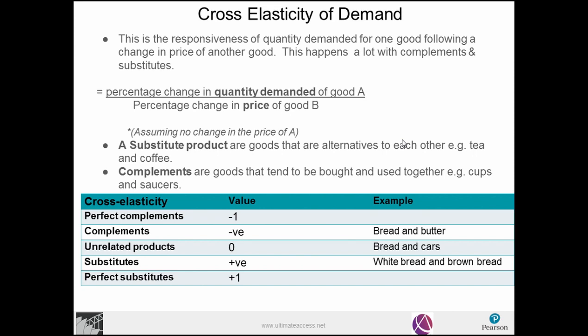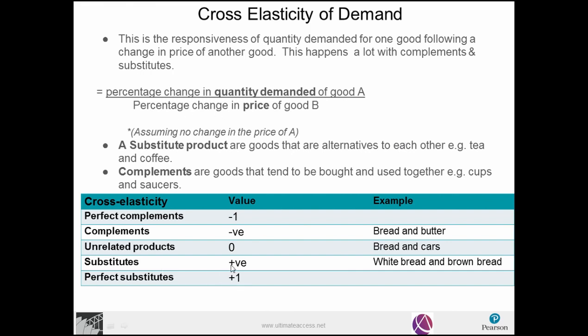Now, cross elasticity of demand is where you realize that the demand of one good is being affected by the price of another good. Now we focus mostly on complements and substitute goods, because a substitute good is a good that is an alternative to another, like tea and coffee. But complements are those that are bought together, okay, or are used together, like cups and saucers, bread and butter, and the likes. So you realize that if, for instance, the price of tea increases, I might demand coffee, isn't it? Because maybe I do not want to buy tea because the price has increased.